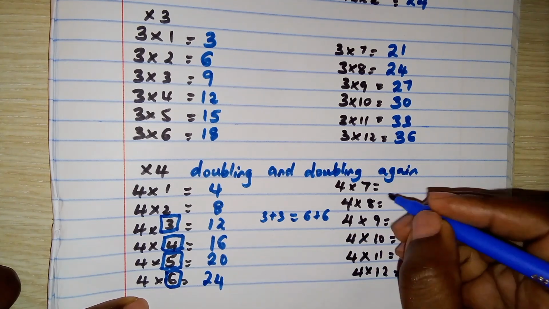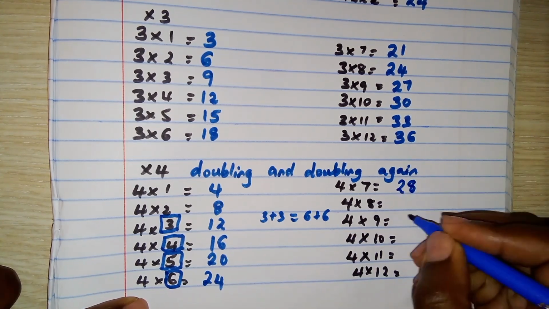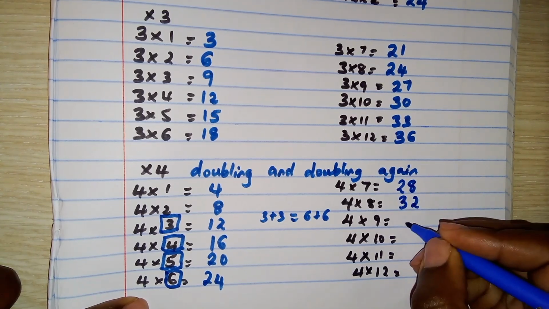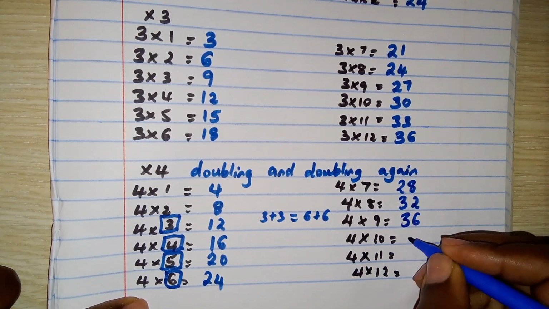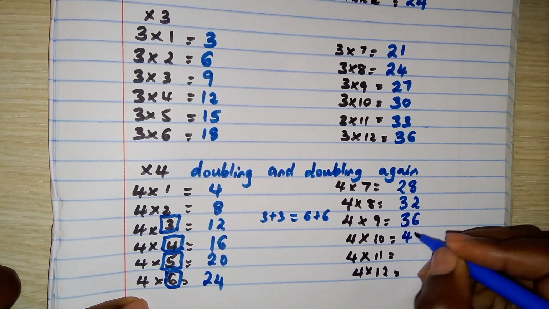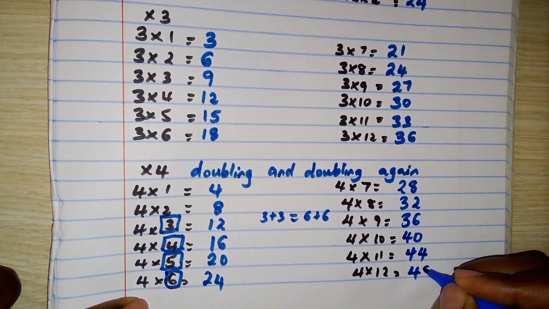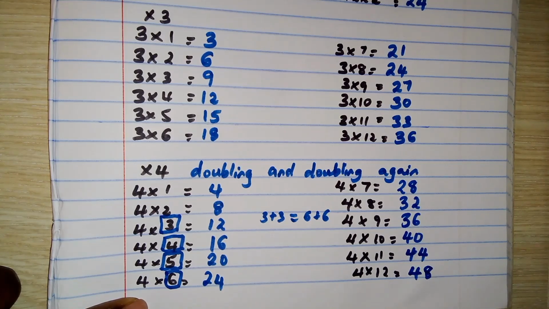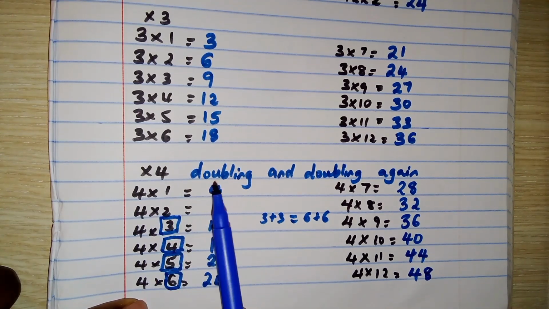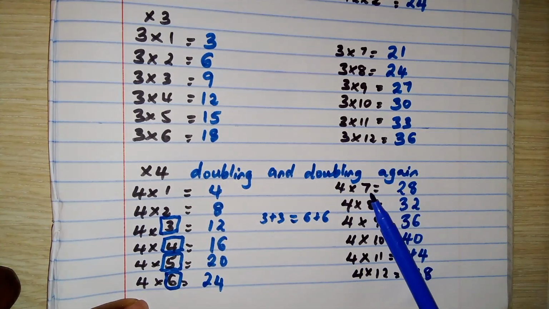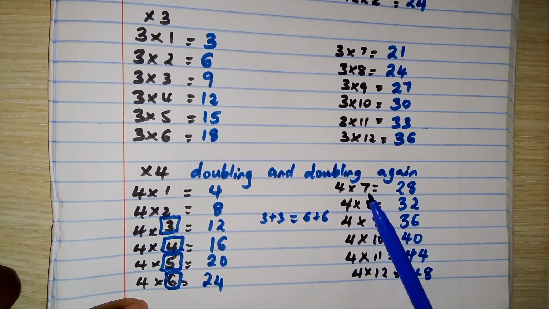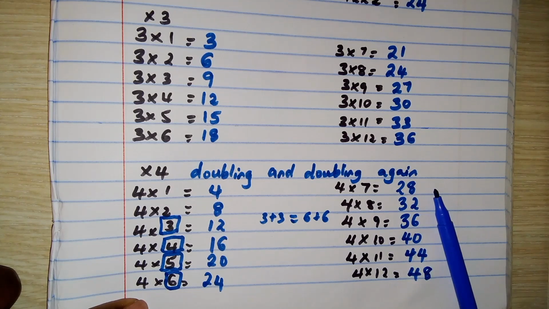So 24 plus 4 is 28, plus 4, 32, plus 4, 36, plus 4, 40, plus 4, 44, plus 4, 48. So times 4 is the same as doubling the number. So for example, you can take 7, you double it, you get 14. Then you double the 14 again, you get 28.